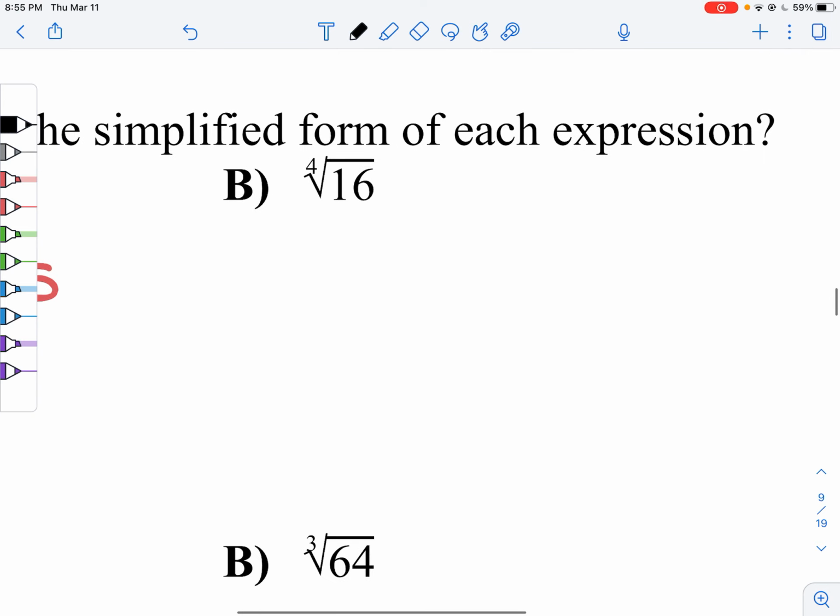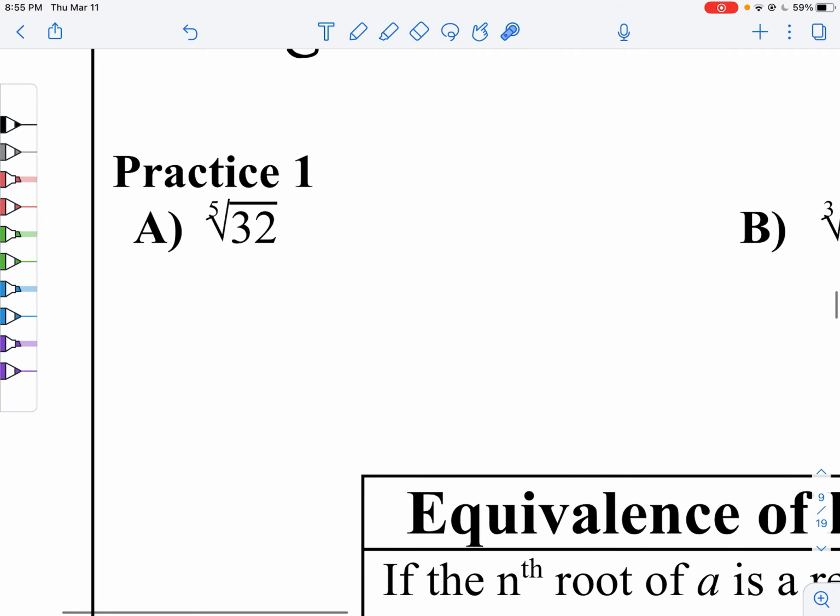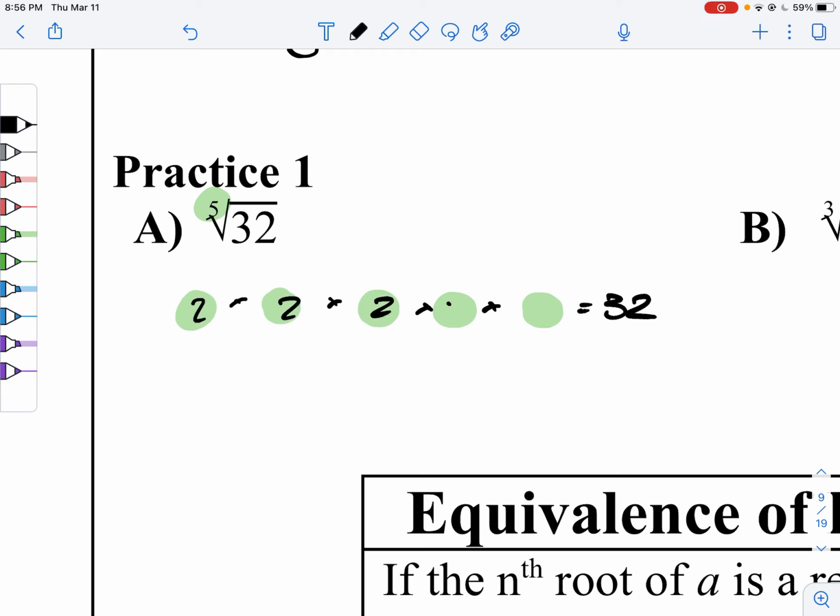What about the 4th root of 16? We're going to find what number multiplied by itself 4 times gives us 16. One of you asked me earlier this week, do we just have to guess? Trial and error, guess and check? Yeah, basically. But that's okay too. It's 2. Here, we are looking for some number that when multiplied by itself 5 times gives 32. It's 2. So the 5th root of 32 is 2.